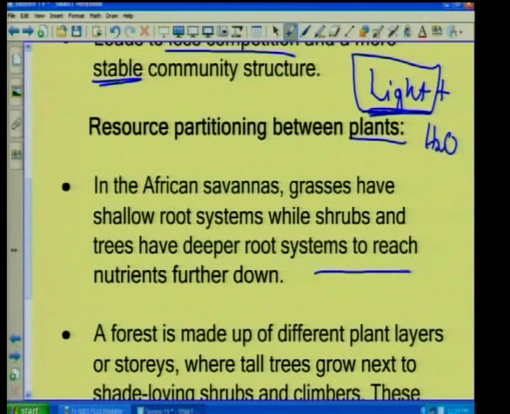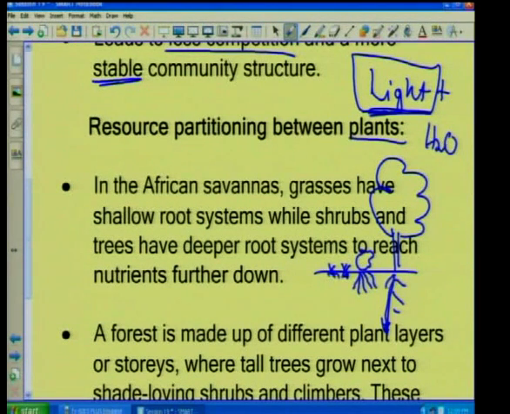So if this is the soil, you're going to find your grass roots here. You're going to find your shrubs will have deeper roots, so they've got access to deeper soil water. And your trees are going to have really deep, adventitious tap roots that go down. So they are competing for water, but at different levels. That would be an example of resource partitioning.